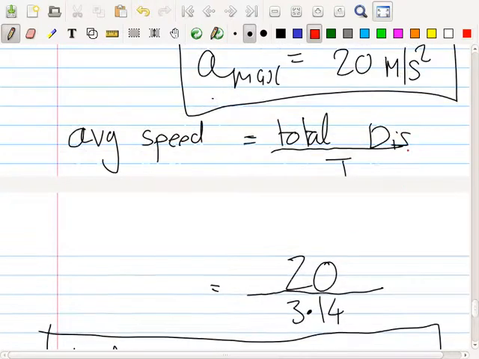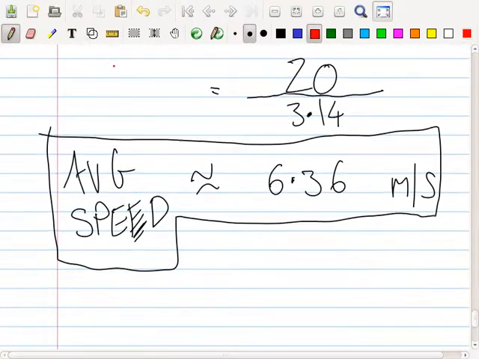Please stop. It's 20 right here. The reason for A is 20 is it goes up 5, down 5, down 5, and up 5. So it's 5 plus 5 plus 5 plus 5. Go down, please. What's 20 over 3.14? Total distance over total time.